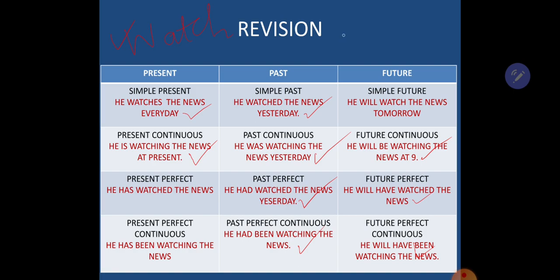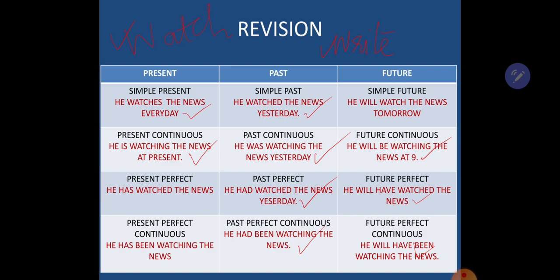So first is write. Use write and make these 12 sentences in 12 tenses, and after all the sentences you have to write which tense it is. Like if you want to write in simple present tense, he writes letter, and you have to write after that simple present tense. Okay, so use the verb write.